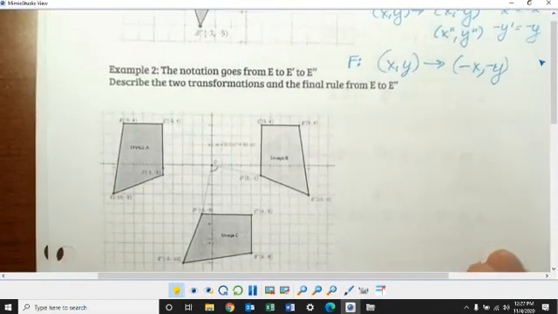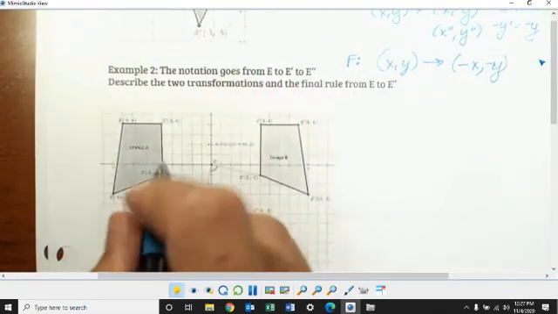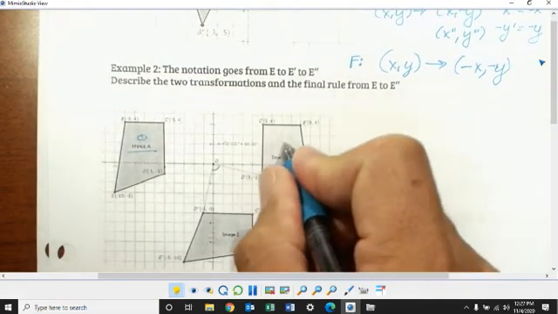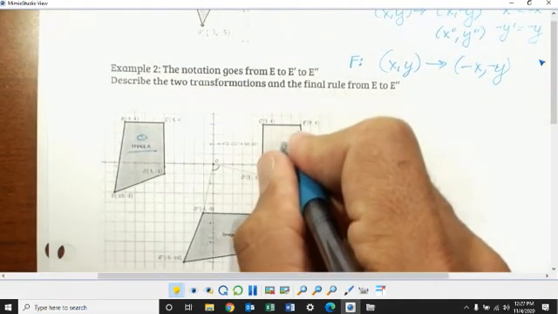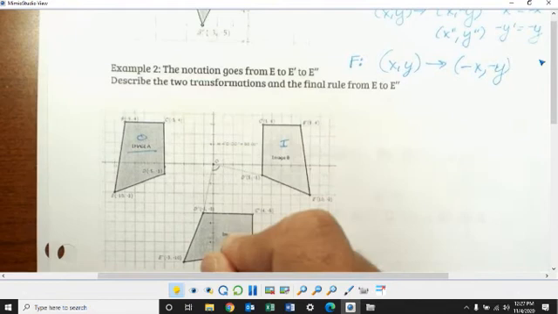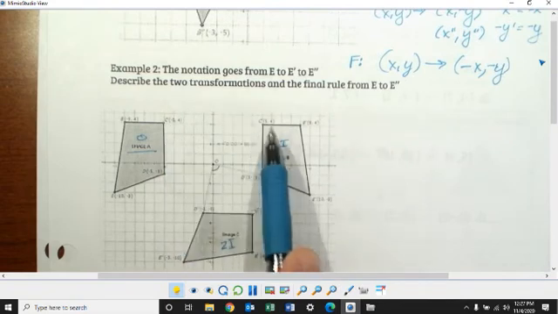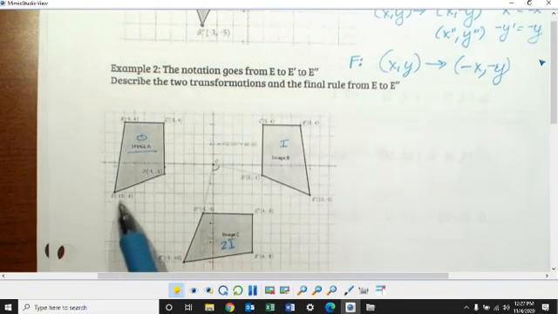Example 2. This is our original, this is our first image, and this is our second image. Okay? So I've got minus 5, 4. I've got 5, 4. I've got minus 10, minus 3. I've got 10, minus 3.